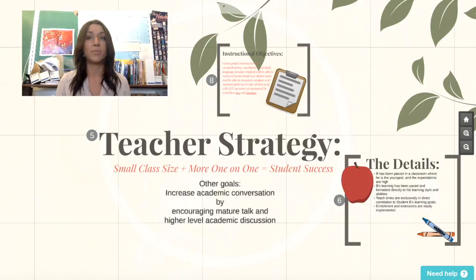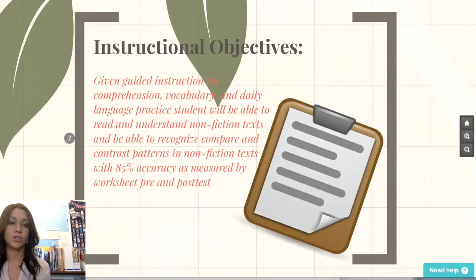Along with that, there are and were some other goals that we were working on. I really wanted to focus on increasing academic conversation with the student I was working with, just because he was young for his class. I really tried to focus on encouraging mature talk and a higher level of academic discussions. We did a lot of one-on-one discussions about texts we were reading every day, and I would notice that he would get a little bit off task, but he would kind of try to push me a little bit. So that was something I was working on with him. EWS, this was my instructional objectives.